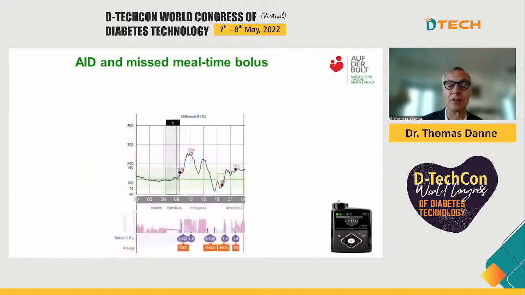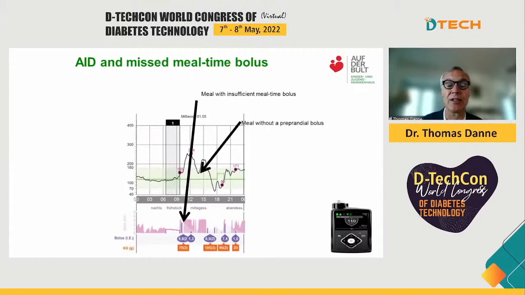Here's another example, this time not with a Control-IQ, but with the Medtronic pump. Again, somebody gave the mealtime bolus, but the mealtime bolus was not sufficient. So this is why the glucose was rising. Then at his next meal, as you can see, there is no bolus given.